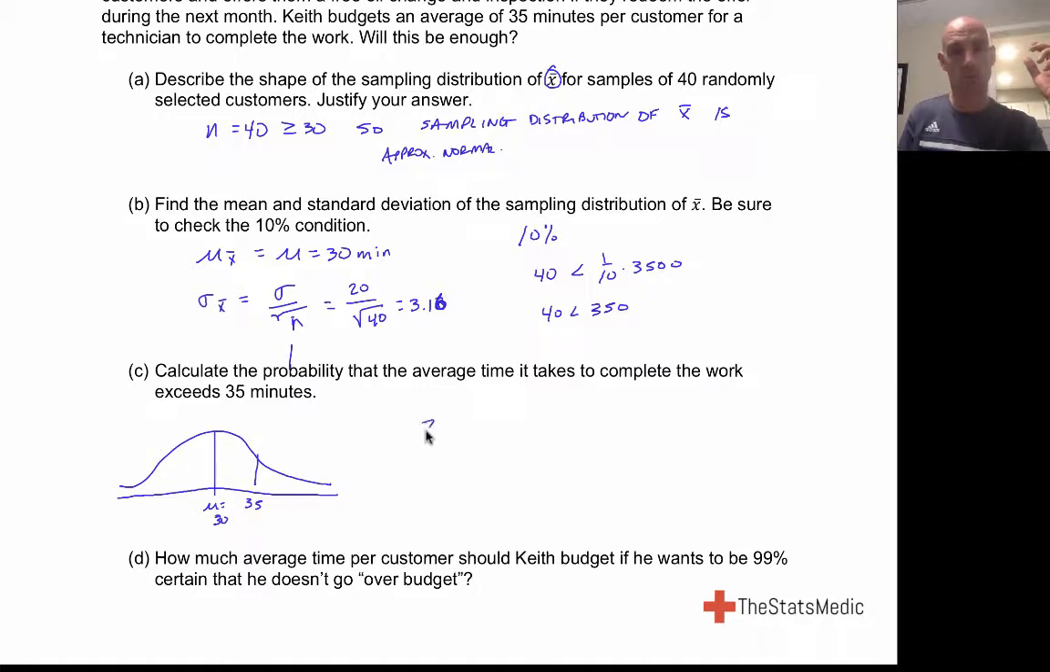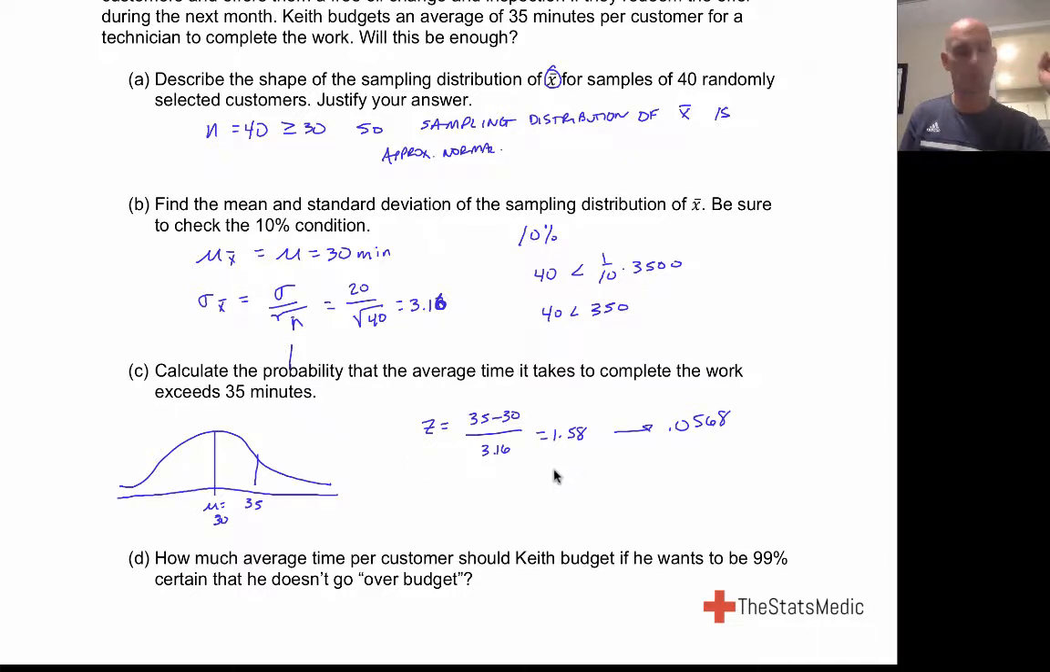Our z-score on this is going to be equal to 35 minus 30 over our new standard deviation of 3.16, because that takes into account the 40 sample size. And that's going to be equal to 1.58. When we look that up on our z-score table, we find that it is 0.0568, which is about 5% of the time. So maybe Keith is looking like a genius, right?